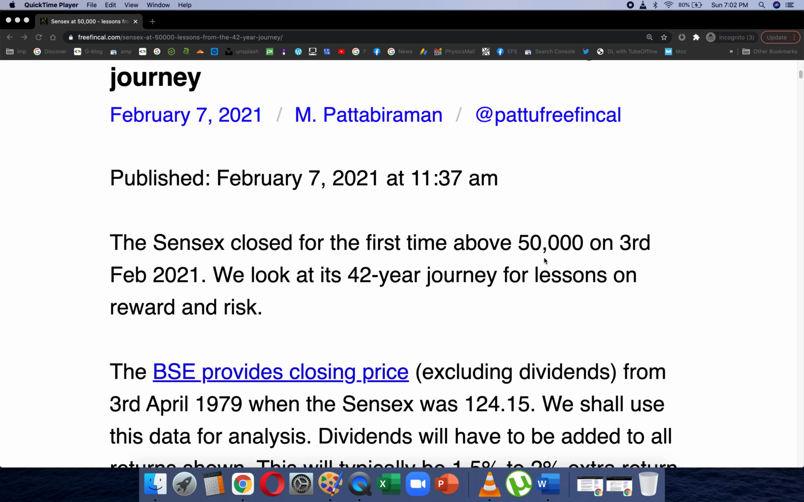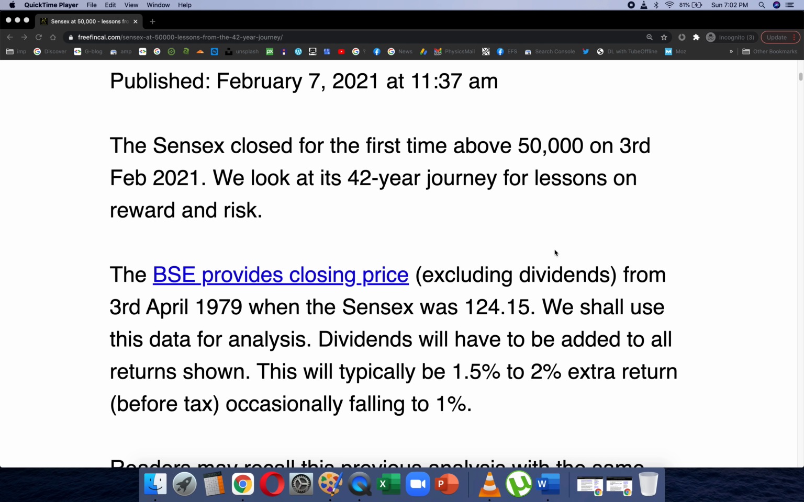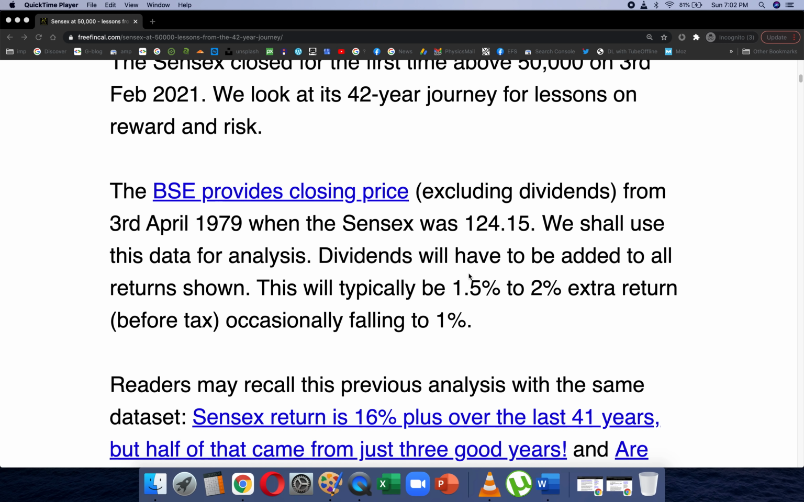Actual trading started only in the middle of the 80s, 1985, 86, I think. So the data from 1979 to the mid 80s is projected and is not true. And the dividends will typically be about 1.5% to 2% extra. Sometimes during recessionary periods it will be about 1% or so.